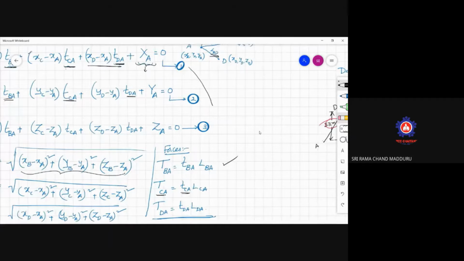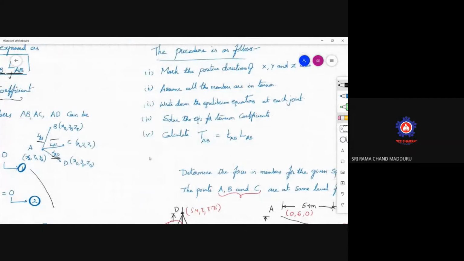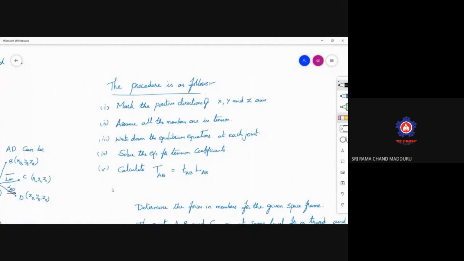After that, we have observed the procedure followed in the tension coefficient method. First, identify the x, y, and z axis positive directions. Assume all the members are in tension. Write down the equilibrium equations at each joint and solve the equations for the tension coefficients. Then finally calculate the tension forces. That's it.